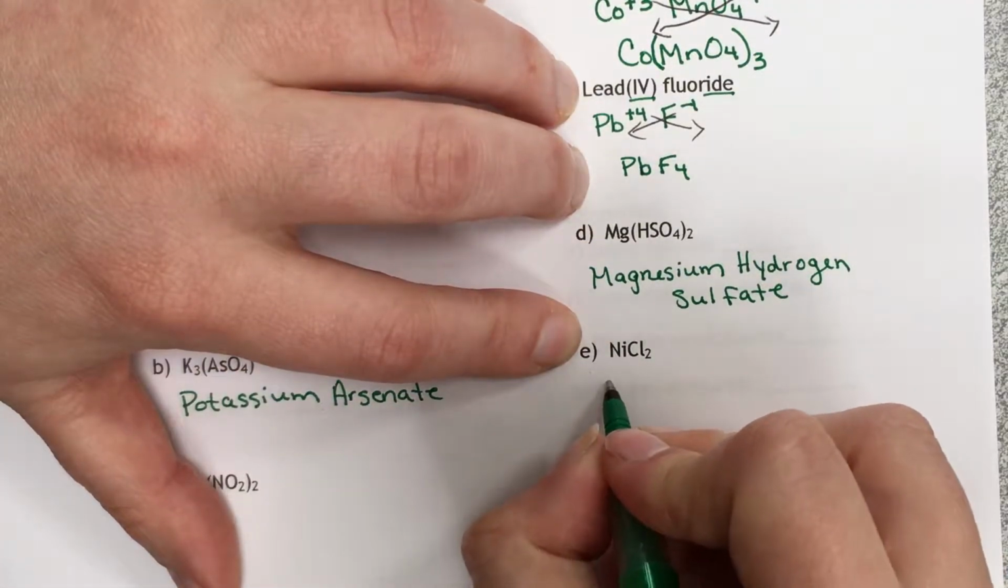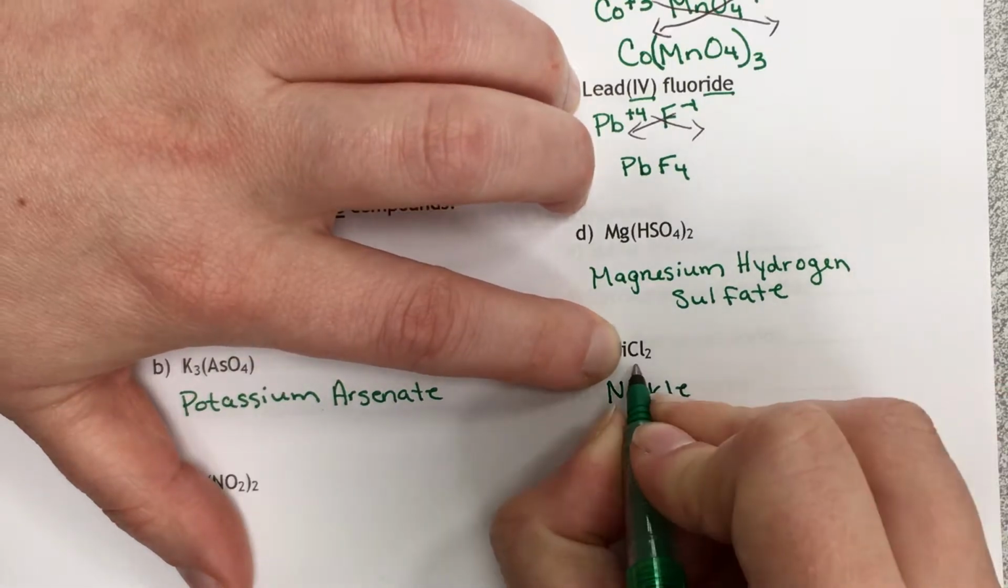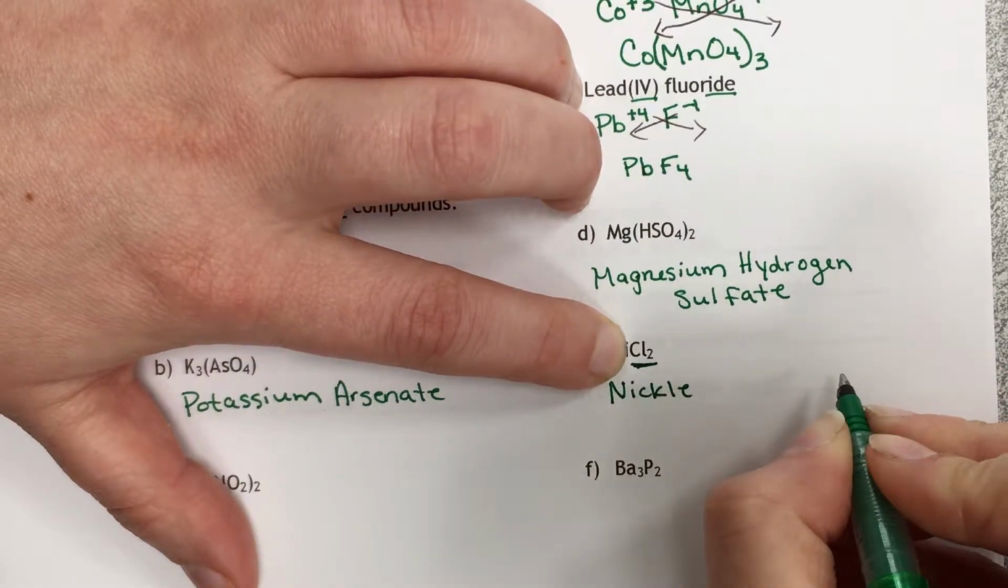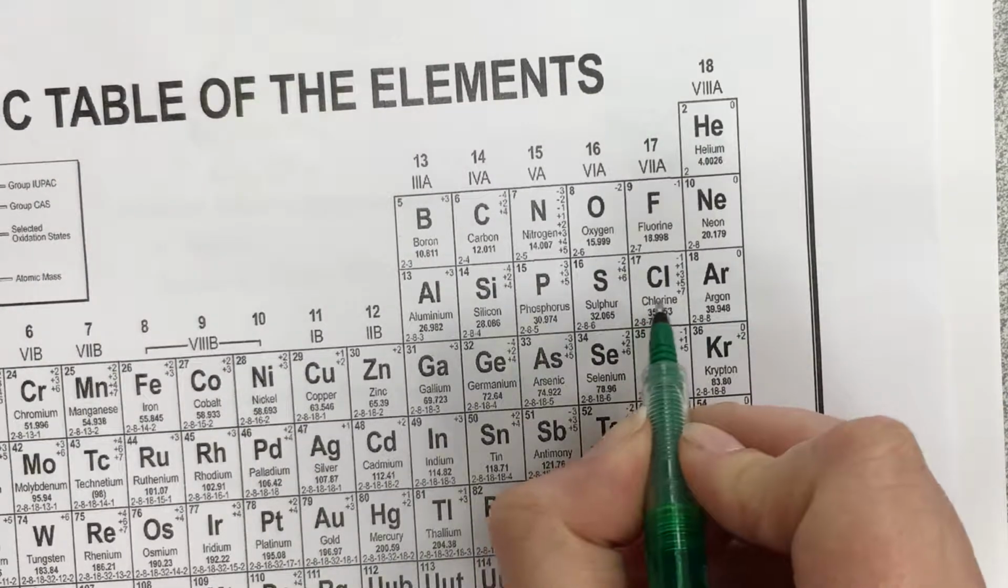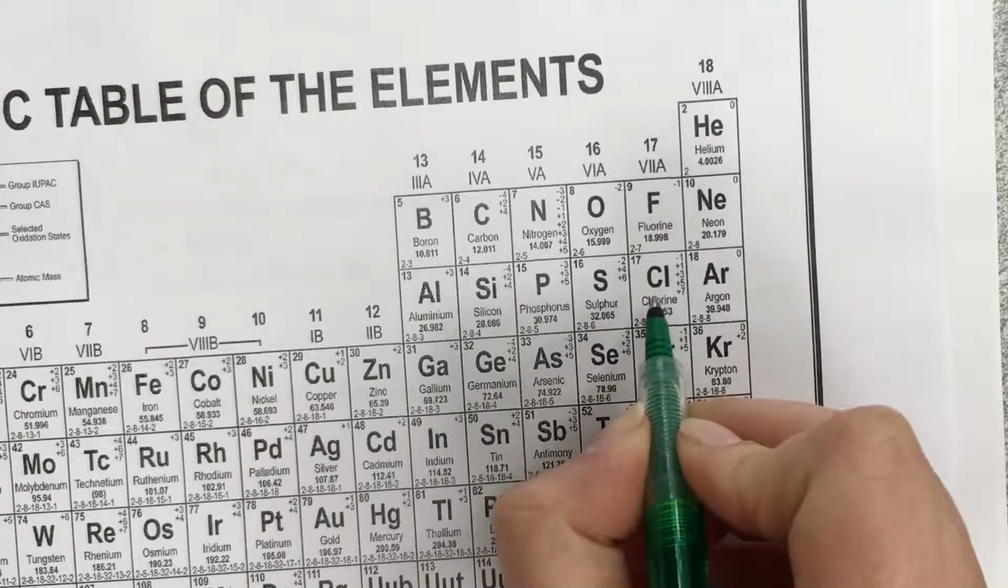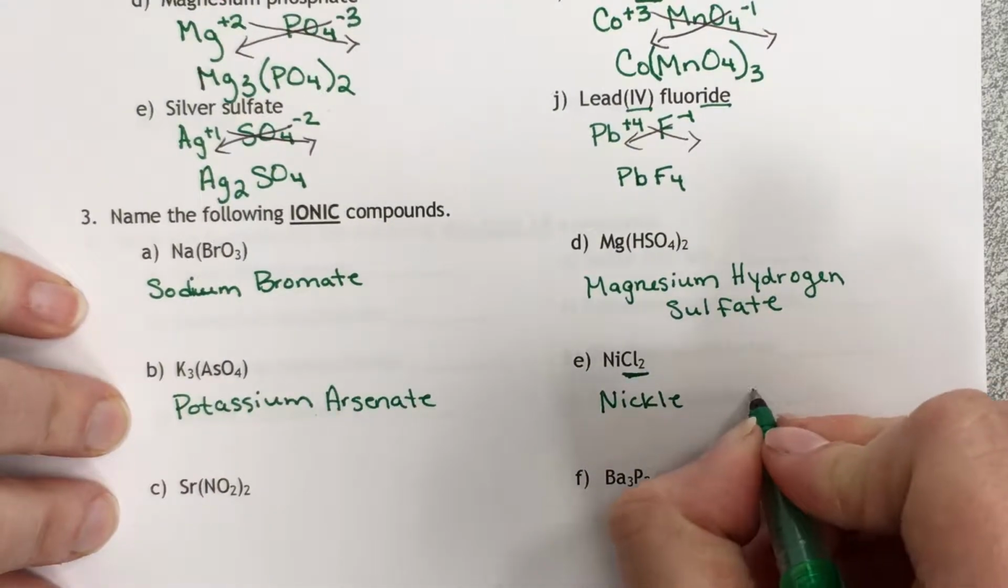So we need to indicate what charge it is. So we're going to write the word nickel. If your anion is an element, so Cl, which is just chlorine, if your anion, your negative charged ion, is just an element, you call it its name with IDE at the end, so that's chloride.